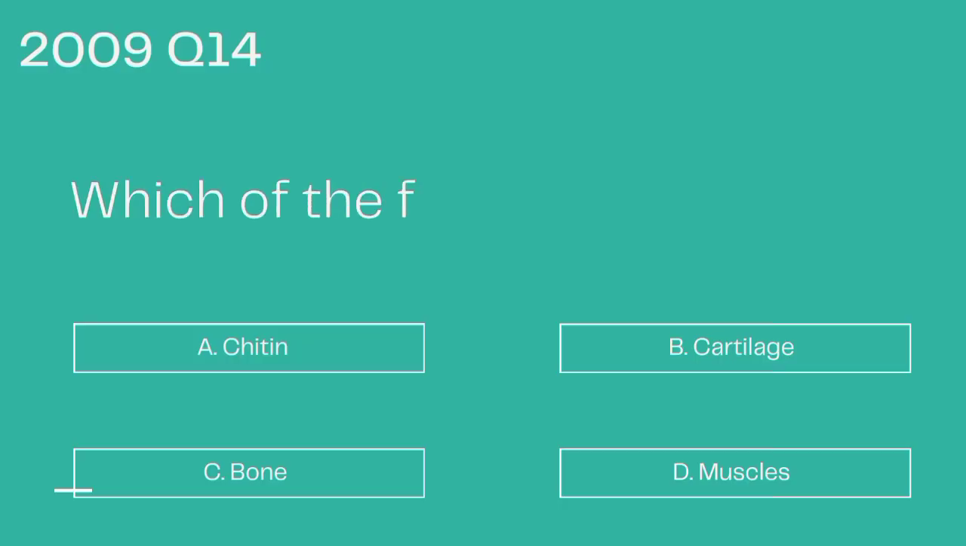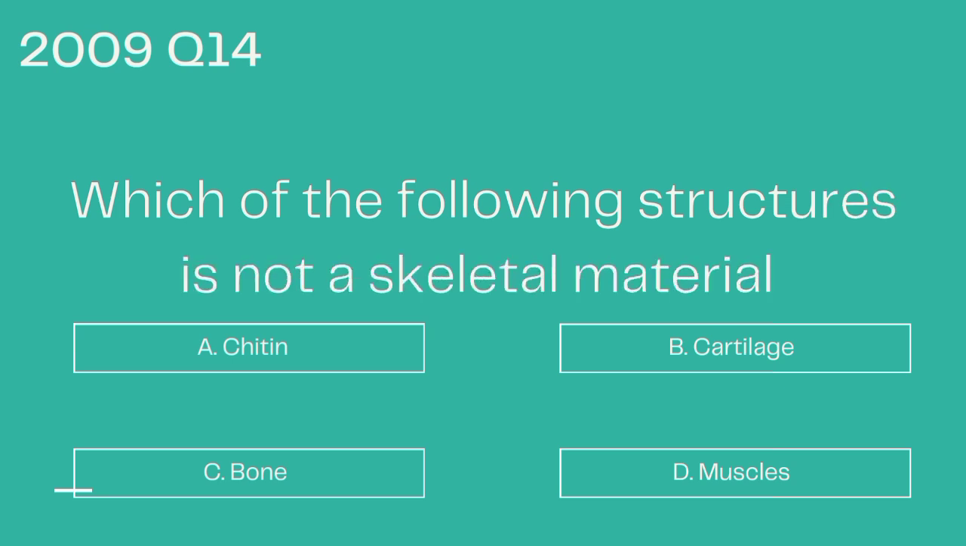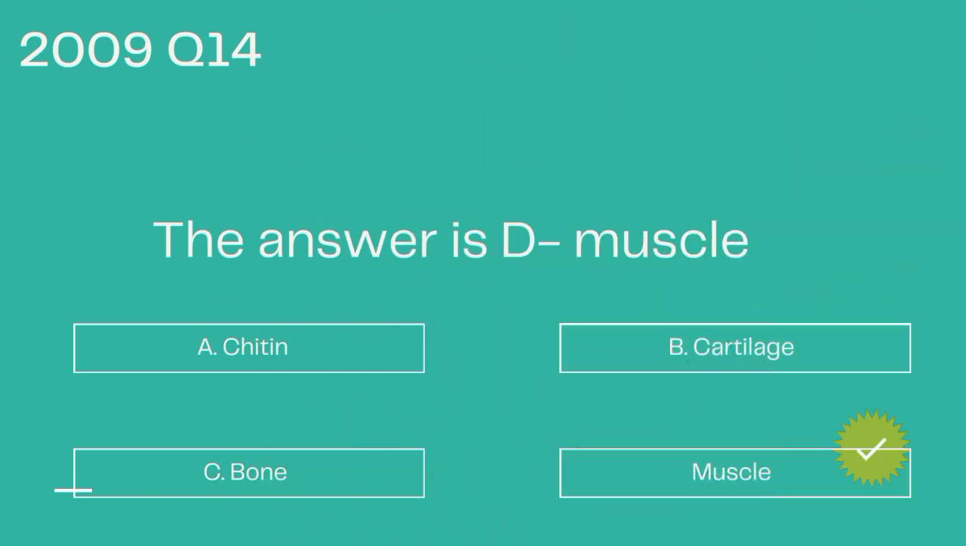Question 14. Which of the following structure is not a skeletal material? A. Chitin, B. Cartilage, C. Bone, and D. Muscle. What do you think is the answer? The correct option is option D. Muscle. Chitin, cartilage and bone are skeletal materials, while muscles are the components of the muscular system.